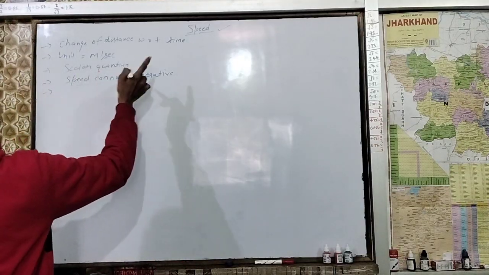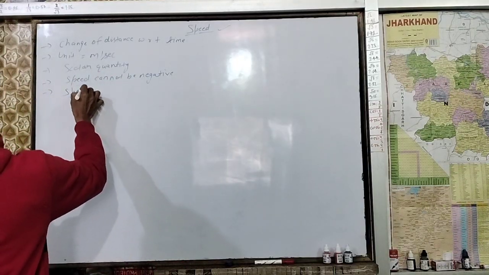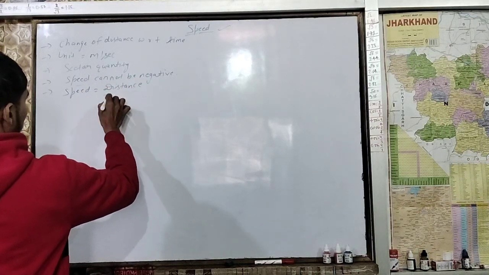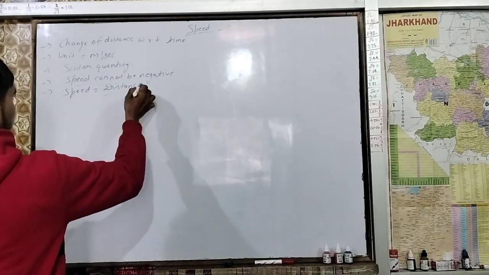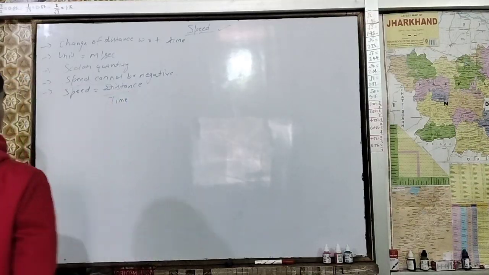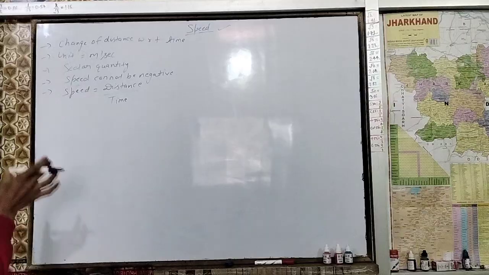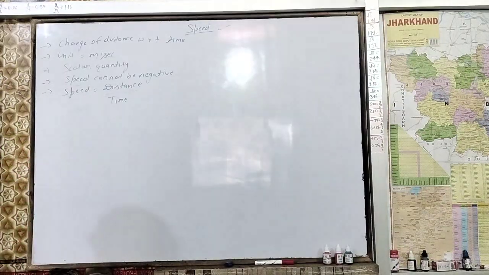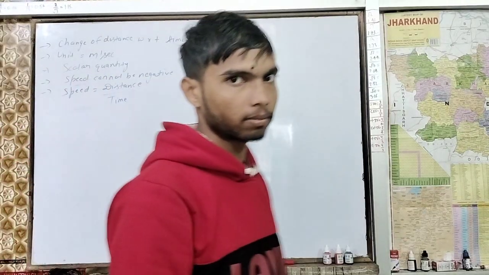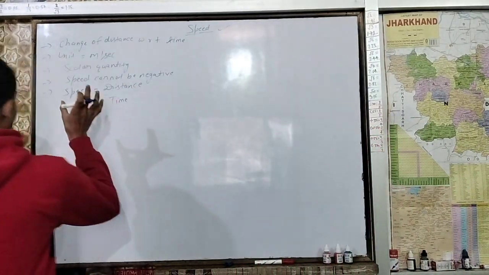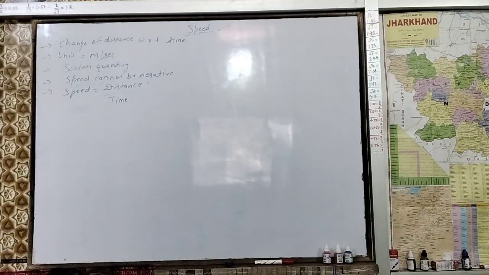The formula for calculating speed is speed is equal to distance upon time. This is a famous formula from our childhood. From this formula, you can also find the distance: distance is equal to speed multiplied by time. Right now, our focus is on speed.